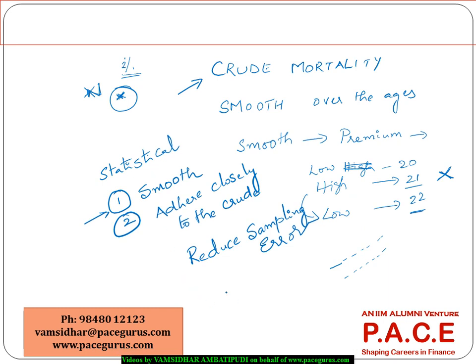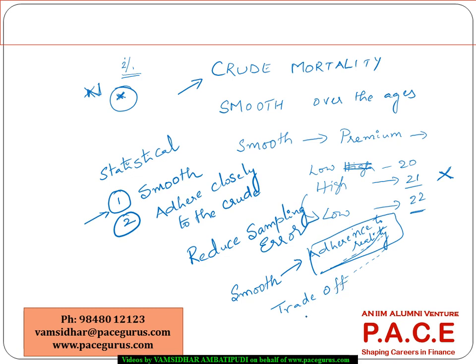But always remember, when I try to produce an extremely smooth pattern with the age, adherence to reality may be a difficulty. And the more I adhere to reality, the smoothness is a difficulty. So that's where we say it's a trade-off. A trade-off between smoothness.